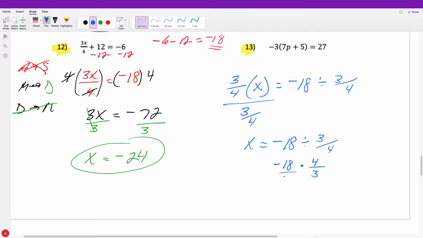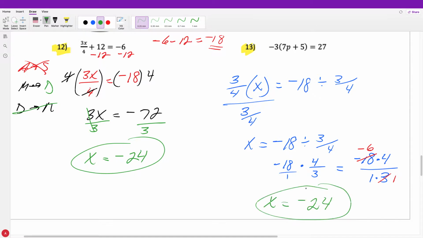And when we're multiplying fractions, we can multiply them under the same fraction. So I can rewrite them like this. And I can look to reduce first before I do anything. So I know that 3 goes into 3 one time, and 3 goes into negative 18 negative 6 times. So then I'm left with just negative 6 times 4 over 1, which then means x is equal to negative 24. All right, you could have done that.